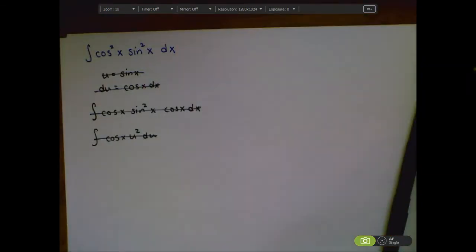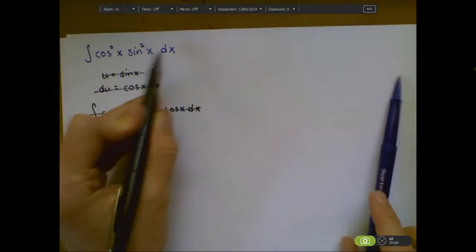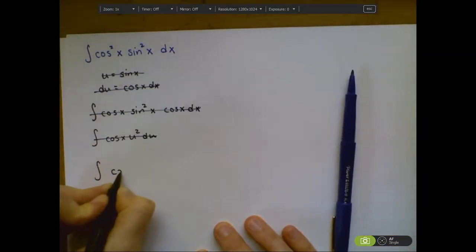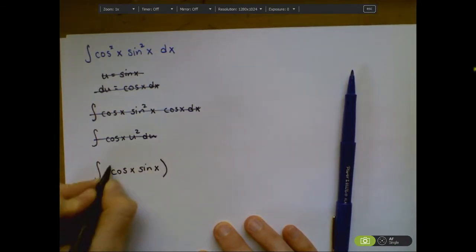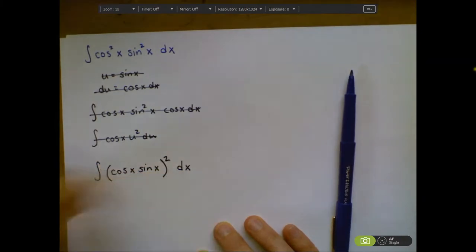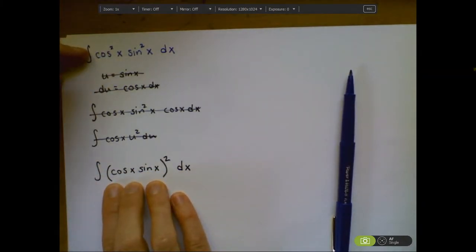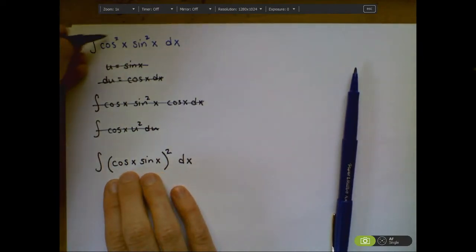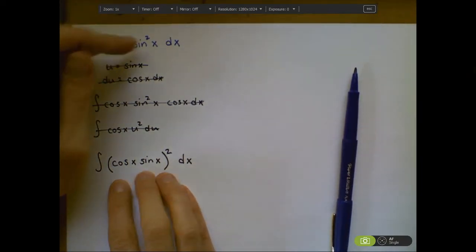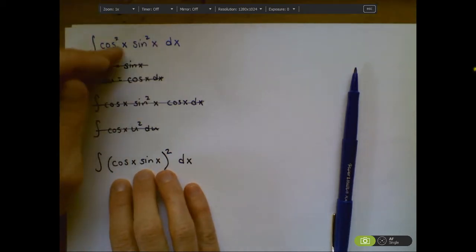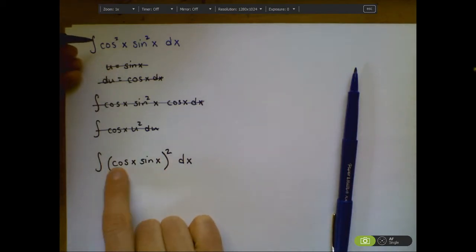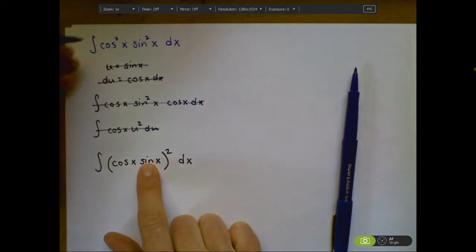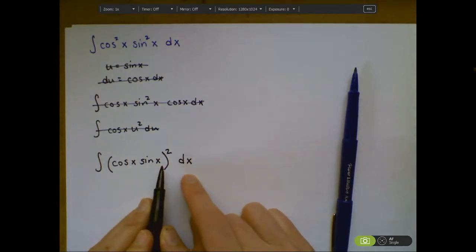So going back to our original problem, we can see that this integral could be rewritten as the integral of cosine x sine x, all quantity squared, dx. Why am I allowed to do this algebraic step? This is because cosine squared is just cosine times cosine, sine squared is just sine times sine, and unlike if the terms were separated by a plus sign, when you would get middle terms, this is just cosine times cosine times sine times sine. When they're all factors, then it works out nicely.